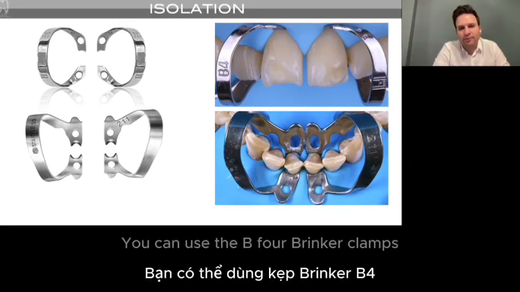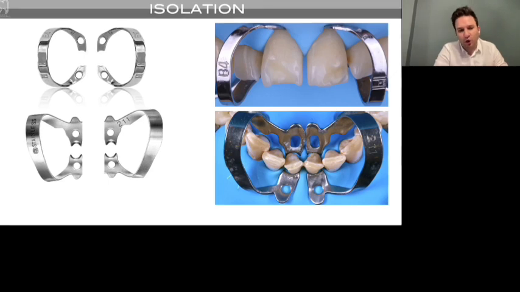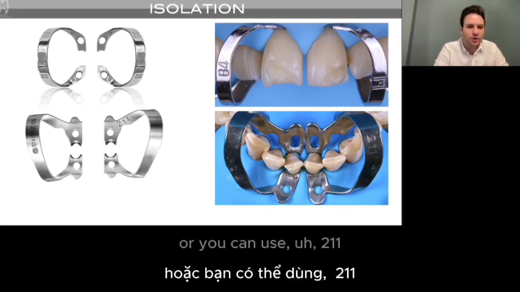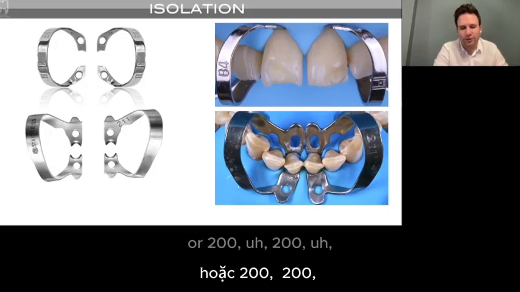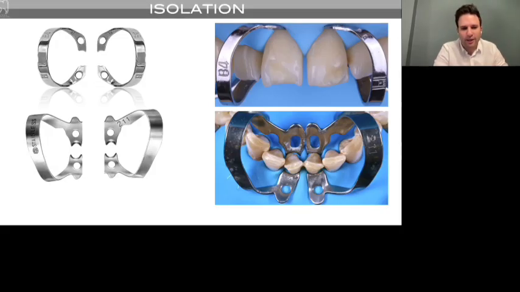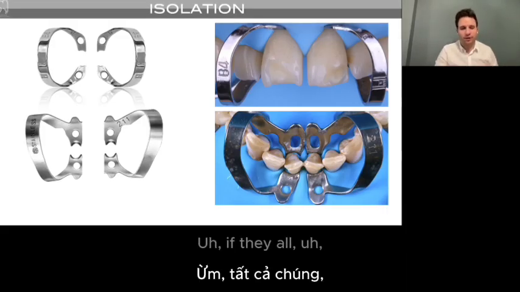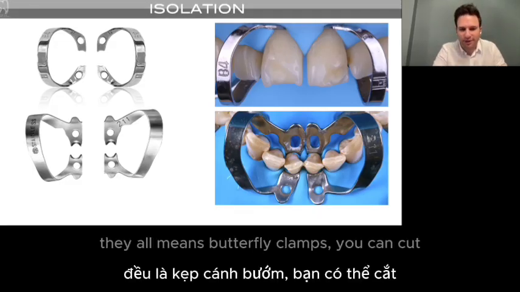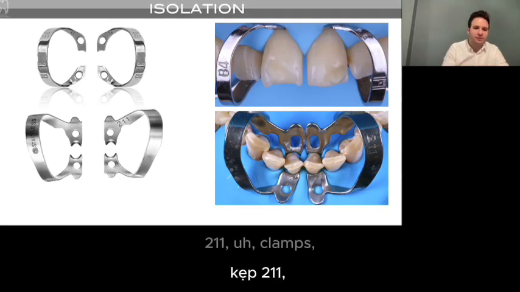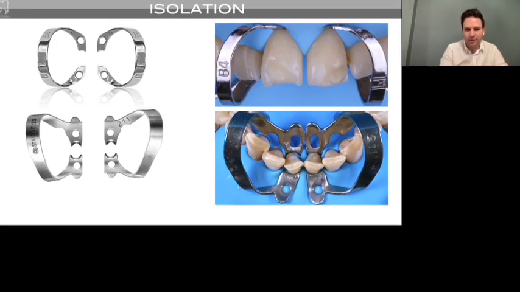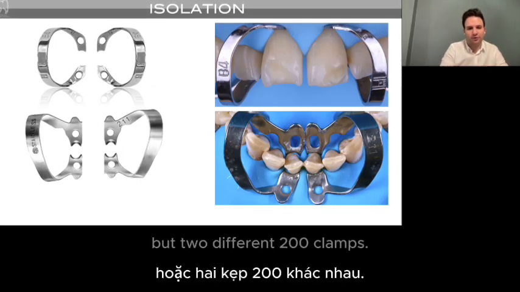You can use the B4 Brinker clamps, or you can use 211, or 210, or 209. They all mean butterfly clamps. You can cut 211 clamps, but two different 200 clamps.